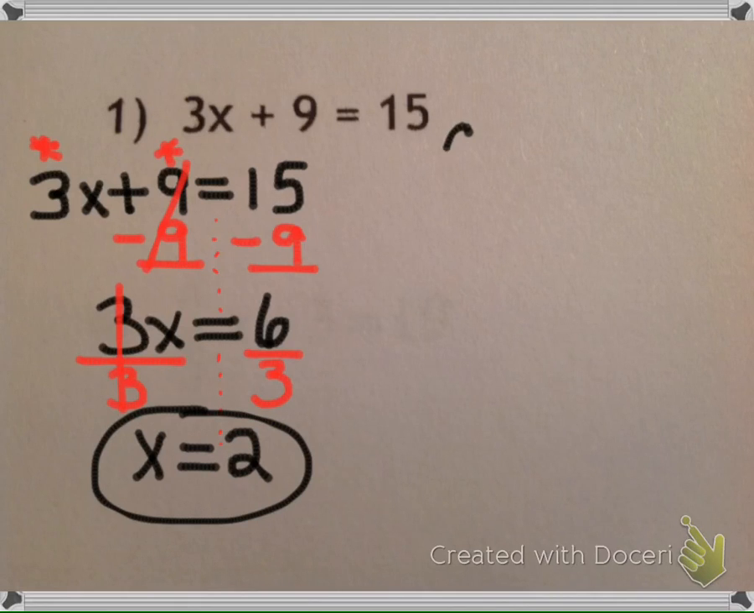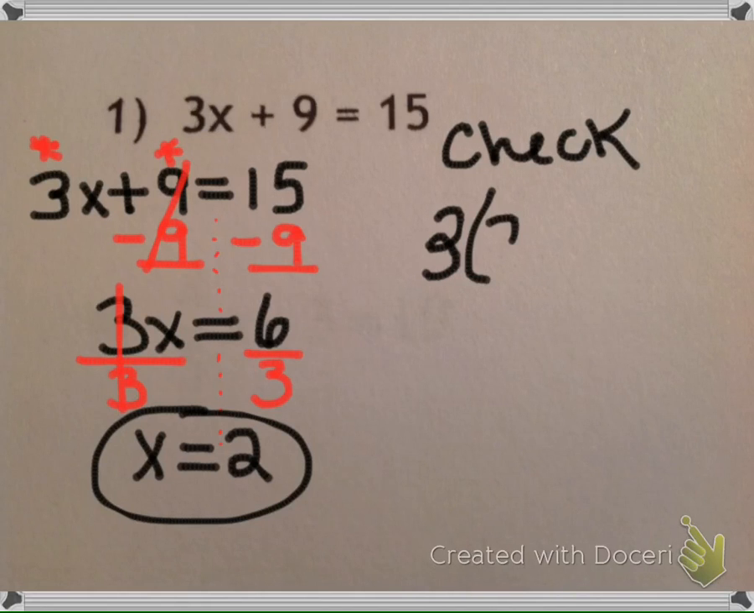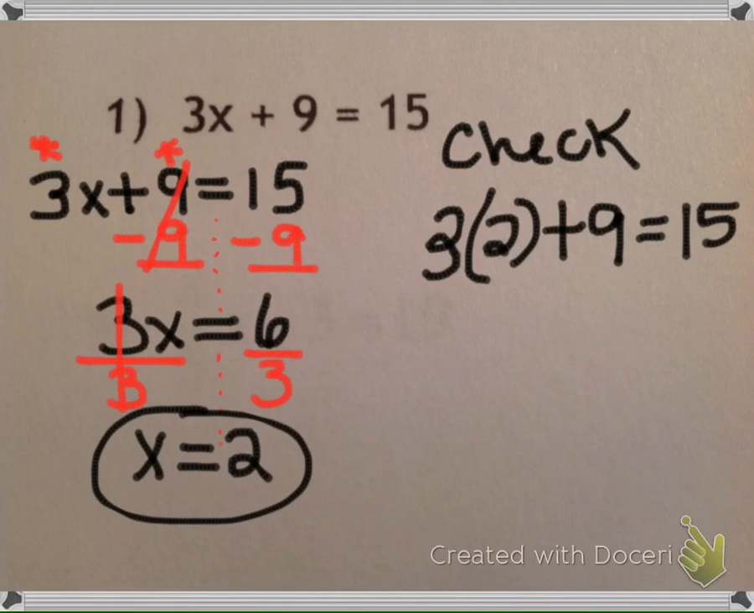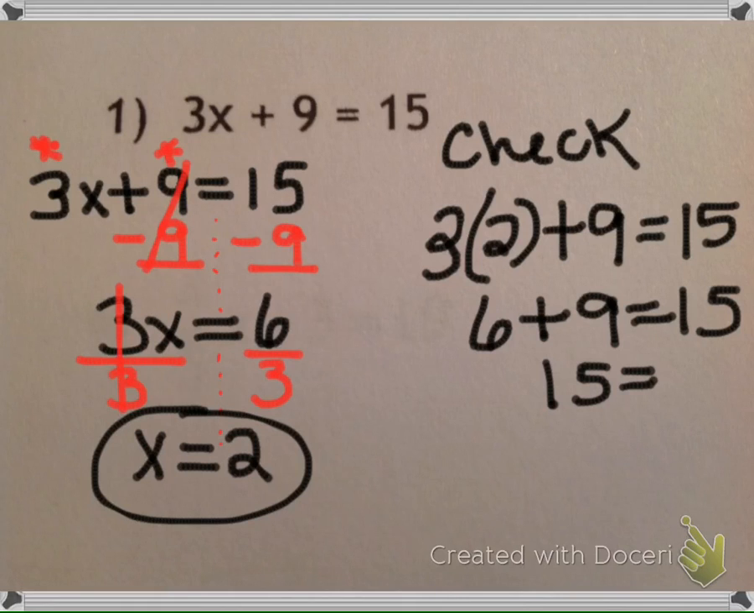Okay, and we're going to do a check, because this is new to us. We want to make sure we're doing this properly. So, our equation was 3x plus 9 equals 15. Where the x is, we're going to plug in our 2. 3 times 2 plus 9, and we want it to equal 15. If you're following your order of operations, you're going to do 3 times 2 is 6. And then you're going to do 6 plus 9, which is 15. And 15 does equal 15, so that works out.